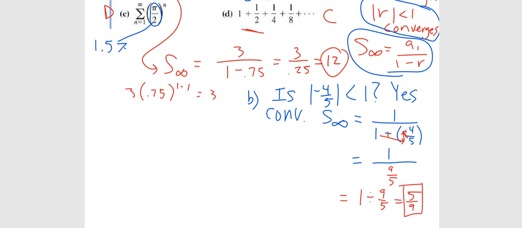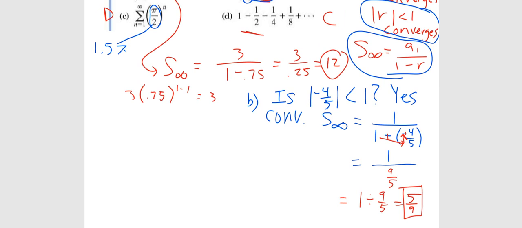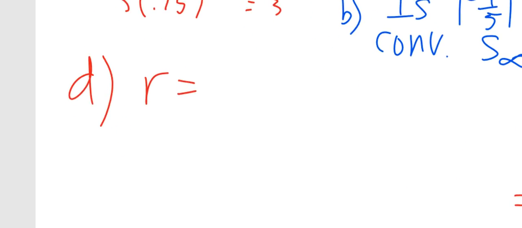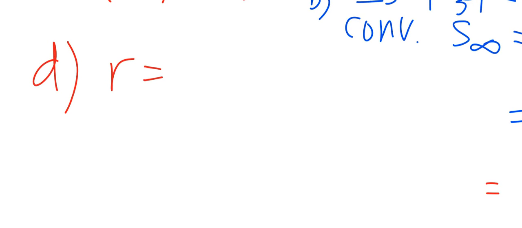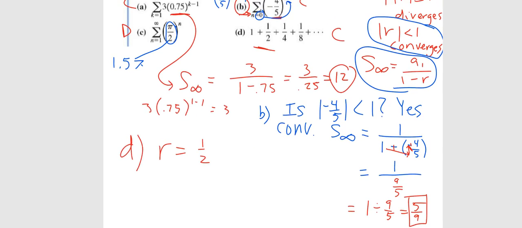Okay, now let's do letter D. What's the multiplier? You can see up at the top of the screen, we got 1, 1/2, 1/4, 1/8. What is the multiplier? Any term divided by the previous term. Any term divided by the previous term. We got 1/2. That's true. Right? And literally, I'm hoping you took 1/2 and divided by 1, if you needed to figure out what the multiplier was.